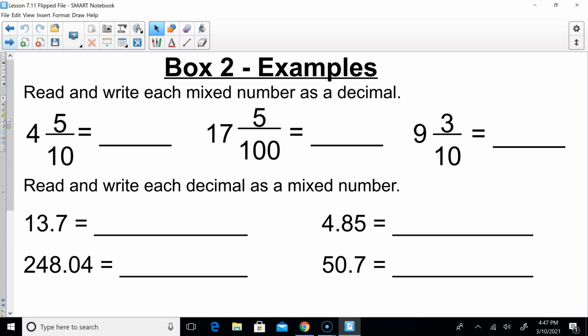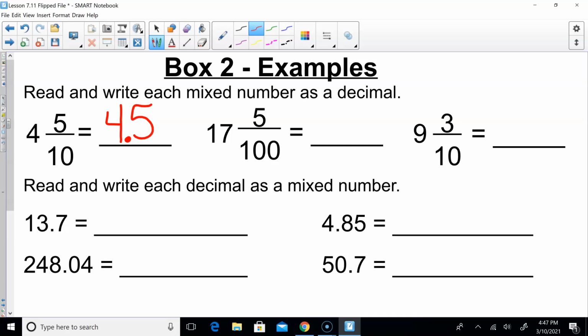We're going to read and write each mixed number as a decimal. So now we're taking that next step, going to not just fractions, but mixed numbers as well. So to start, look at this one. I just said 4 and 5 tenths, right? I almost said hundredths. That's not right. It's 4 and 5 tenths. Any numbers that I say first that are whole numbers, they would come before the decimal. And now 5 tenths, the tenths place value is right there. So 4 and 5 tenths would look like 4.5 as a decimal.